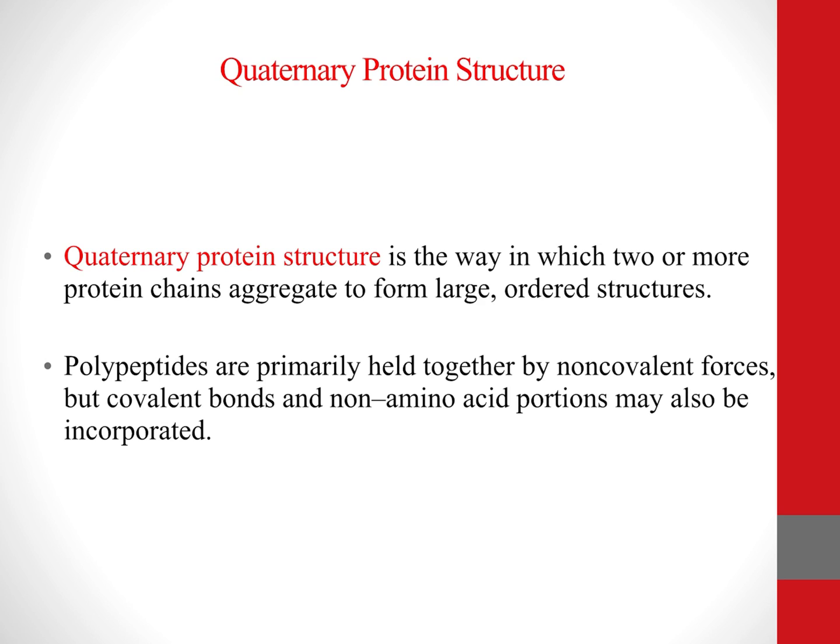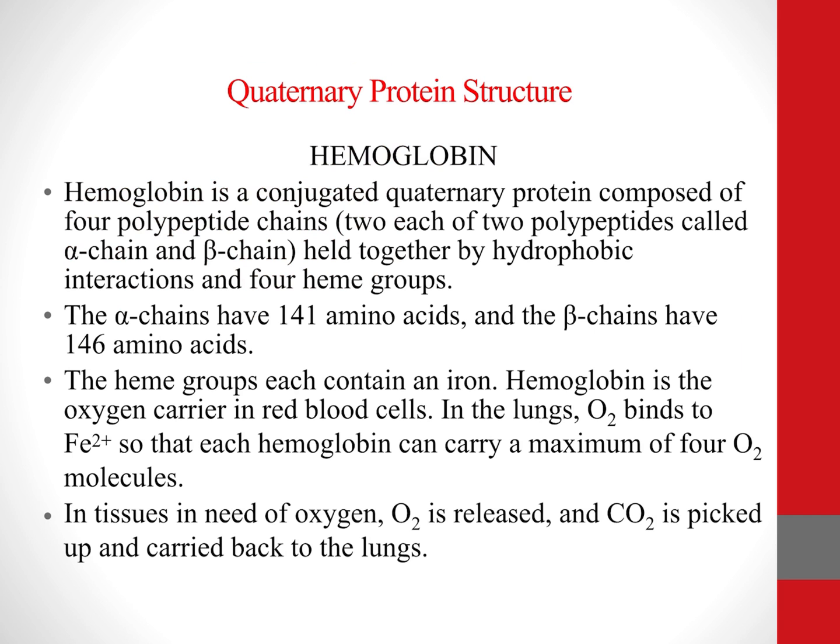The last structure we're going to be looking at is the quaternary protein structure. Quaternary protein structure is the way two or more protein chains associate to form a single 3D unit. They're held together by non-covalent bonds mostly. Some of them will have some disulfide bonds, and sometimes they'll have a non-amino acid portion, like what we saw with the conjugated proteins. An example of that is hemoglobin.